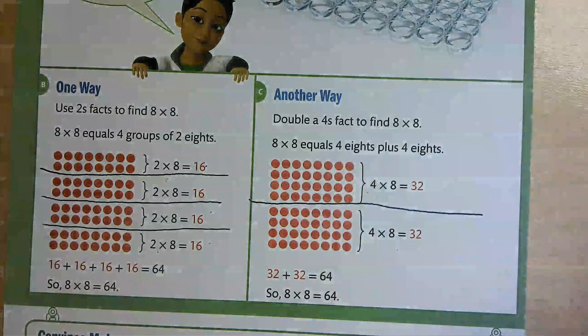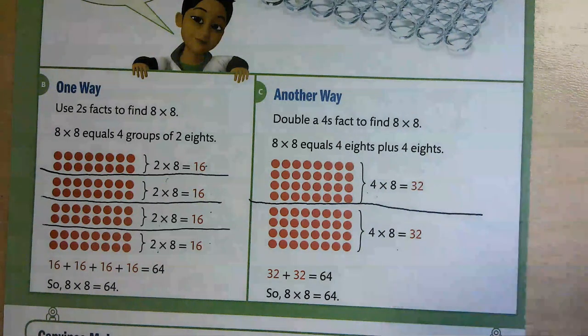So just like we've been practicing over and over again, we can take our array and break it into different groups of facts that we know so that way we can solve trickier problems or problems that we aren't as sure of. We can break them into these smaller pieces and then add them together.